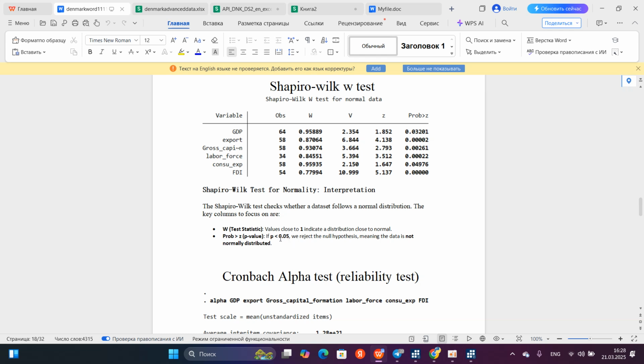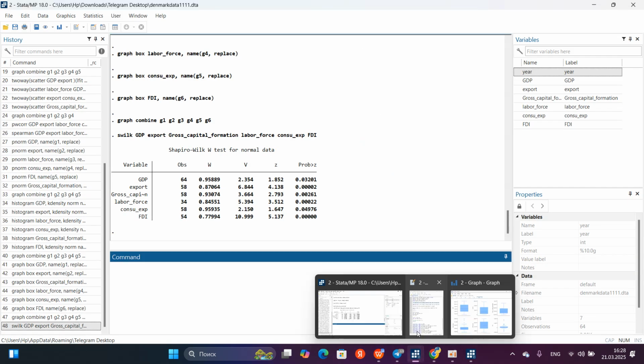If the p-value is smaller than 0.05, we reject the null hypothesis, meaning the data is not normally distributed. Let's move on to the next comment.